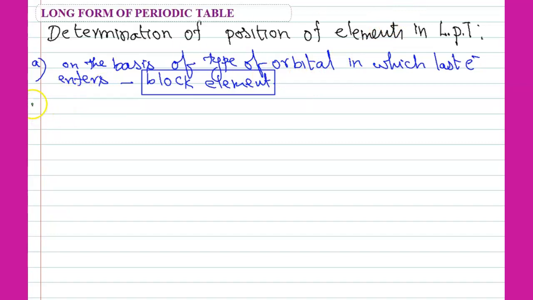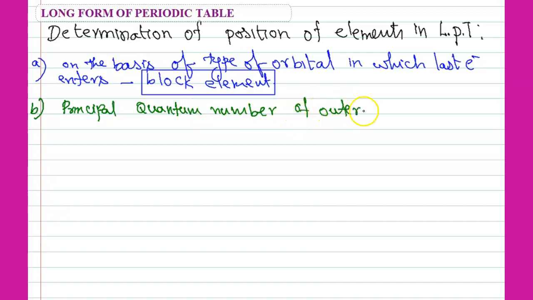Next, second one, period. How to find out period? Based on the principal quantum number of the outermost shell, we can find out the period.